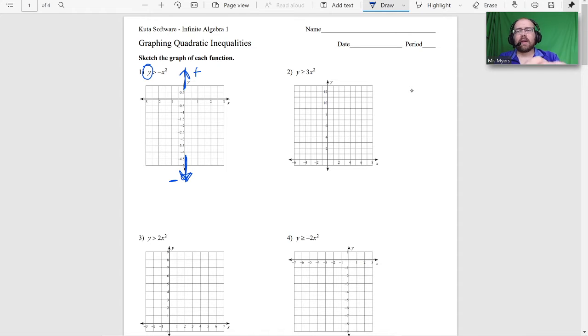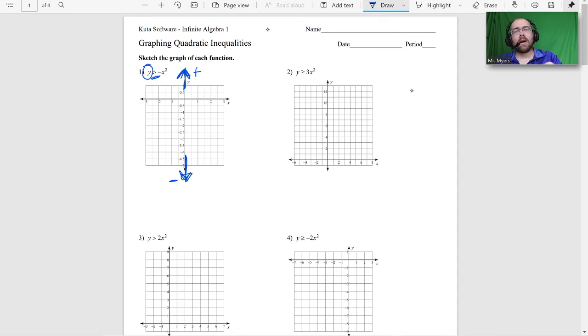But the reason why I wanted to focus on y here is because y is greater than negative x squared. So if y is greater than, is that up or down? Because y goes up or down. It's up, right? So it kind of makes sense if you think about it. If y has to be greater, the up direction, we shade up. And if it's less, then we shade down.